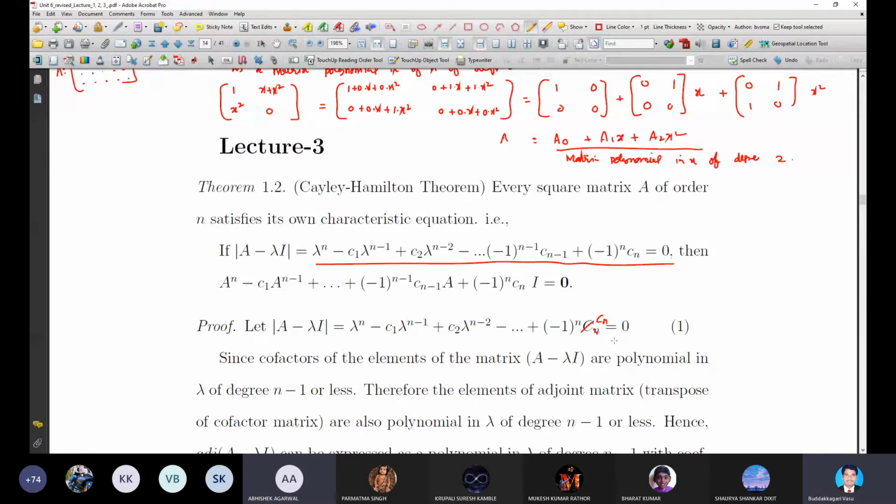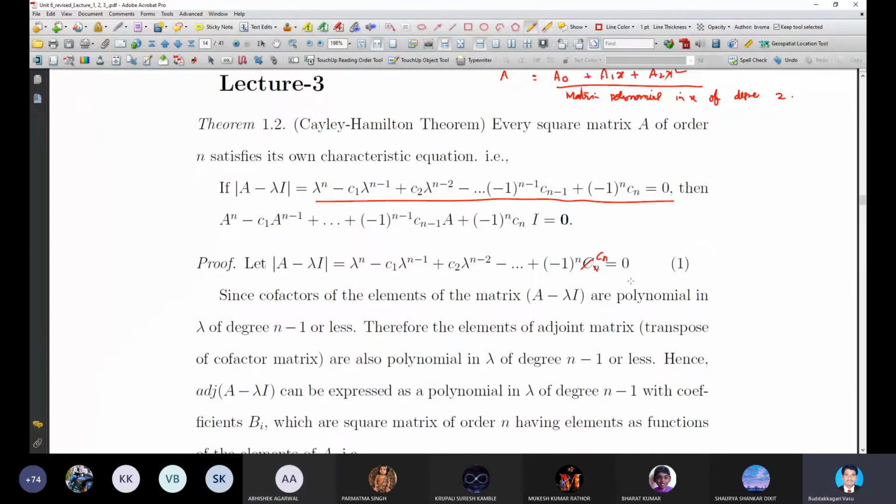Let's see. So you understood now that the characteristic equation of the square matrix A, that is determinant of A minus lambda I, takes this form, a polynomial in lambda of degree n. Take it as equation 1. Here we are finding the determinant of A minus lambda I, so it has the cofactors. What is the cofactor matrix? How can we define the cofactor matrix?